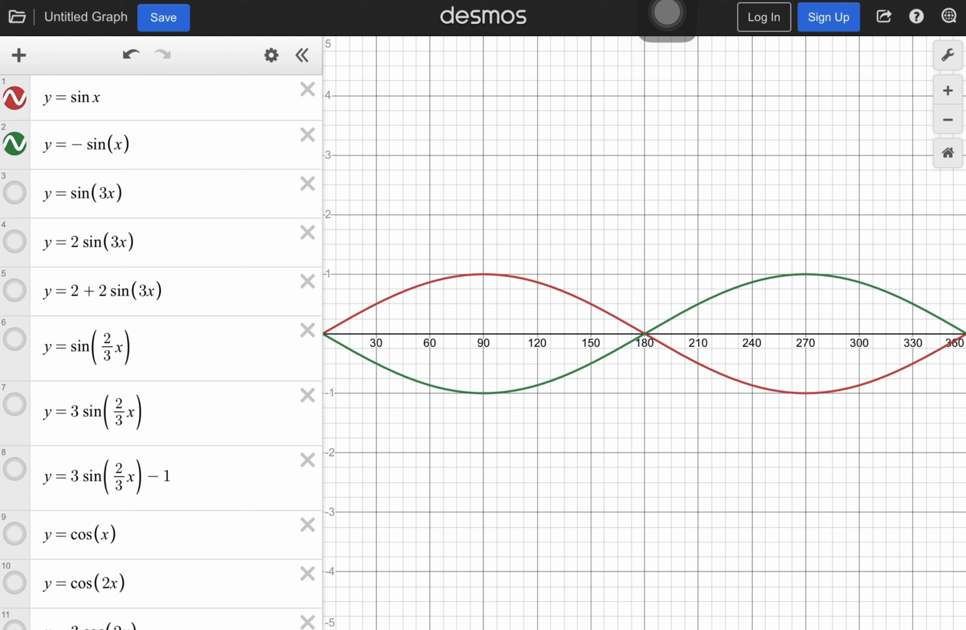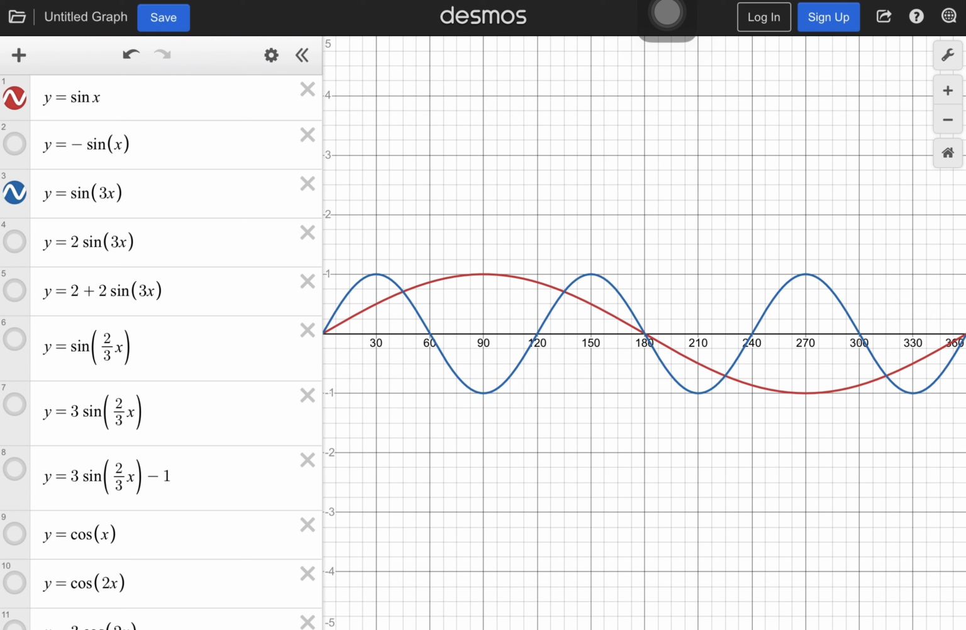Next, let's look at y equals sine 3x. The number 3 affects the period. There are 3 waves. Can you see the difference between the blue and the red one? The new period is 120 degrees or 2 pi over 3. 120 is of course from 360 divided by 3.